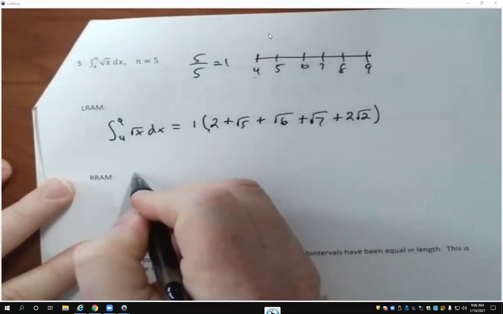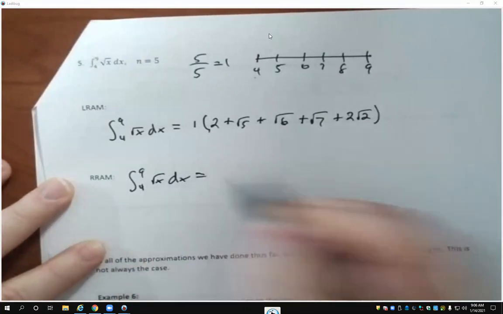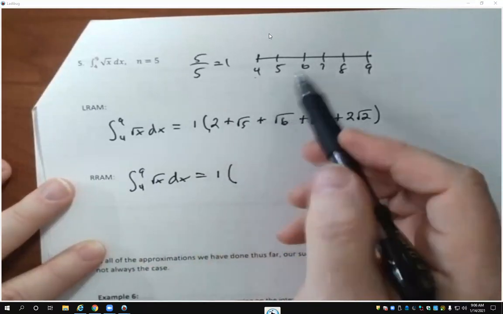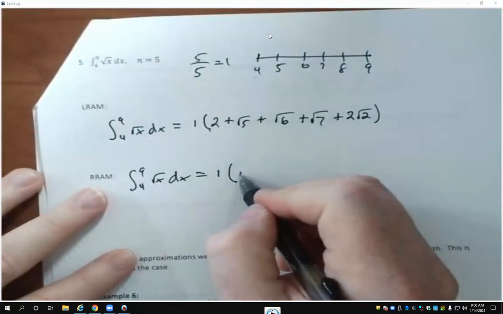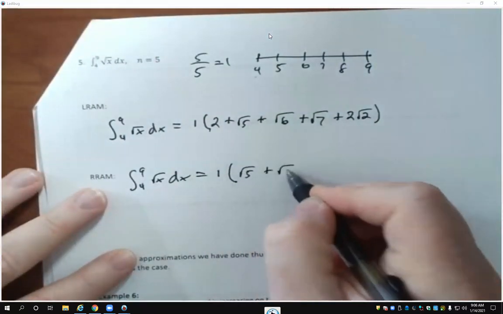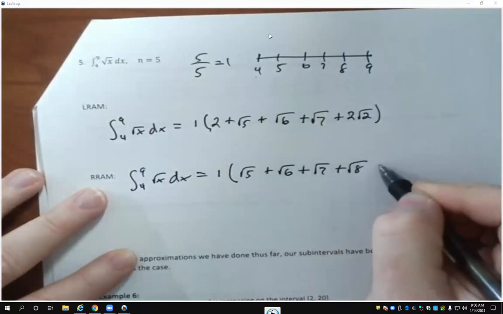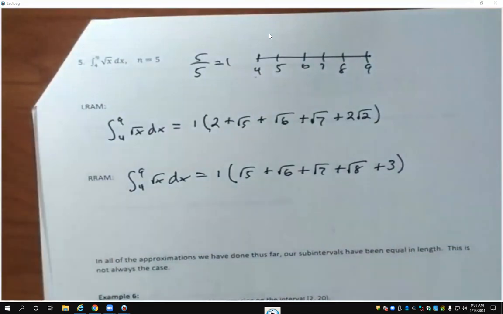All right, so now doing RRAM. Okay, the base is still 1. And now we're starting at 5 and working our way to 9. So it's the square root of 5 plus the square root of 6 plus the square root of 7. I'm going to leave this one as the square root of 8. And then plus the square root of 9 is 3. And again, that would be our final answer.